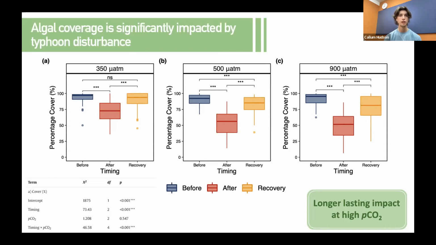Now, for the reference sites, algal cover returned rapidly. So there's no significant difference between these before and recovery communities. However, this was not the case for the acidified communities, perhaps due to this larger impact of the typhoons as they come through and rip away the algal communities that are living there.